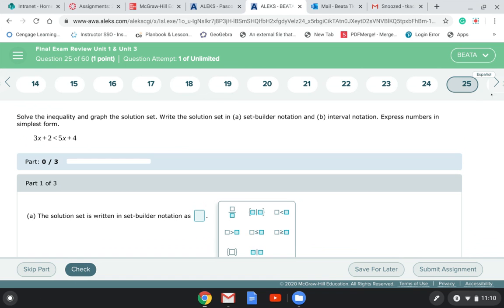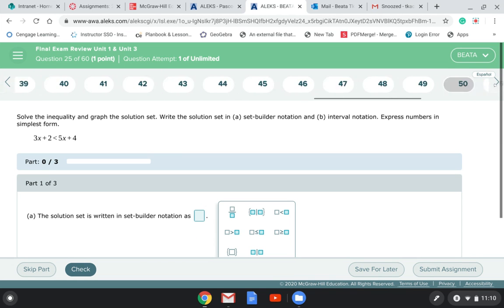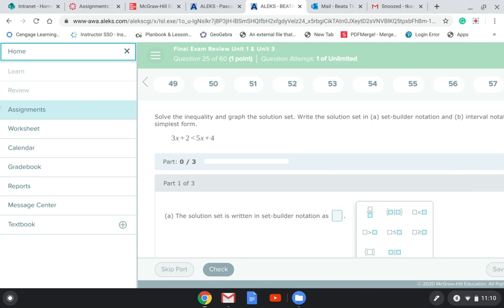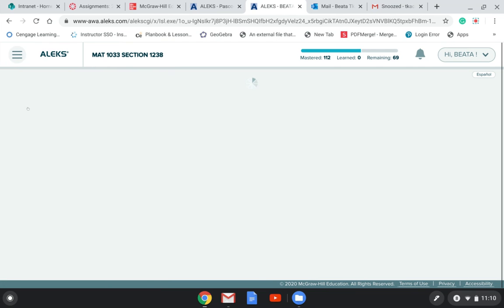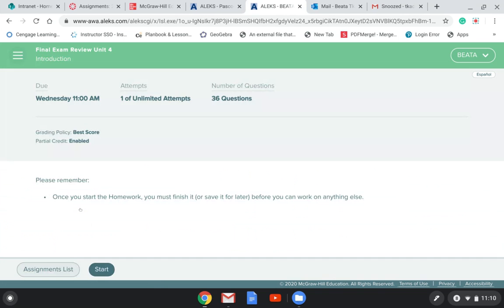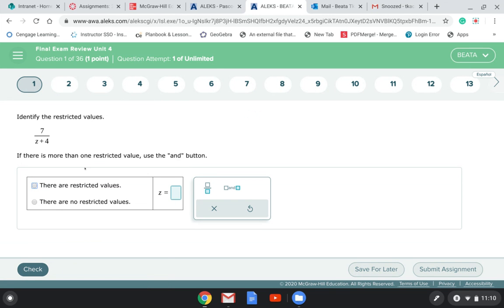So I'm not expecting that you will finish all the review in one day, especially unit 1 and 3, which has 60 questions. Okay. Unit 4, again, you can go to assignments. Unit 4 was the last thing which you guys learned, which is we just took the test 2 days ago. So you have 36 questions. You can start it and just test yourself. Okay. You again identify the restricted value. We talked about it. You make your denominator equal 0 and you solve for z.